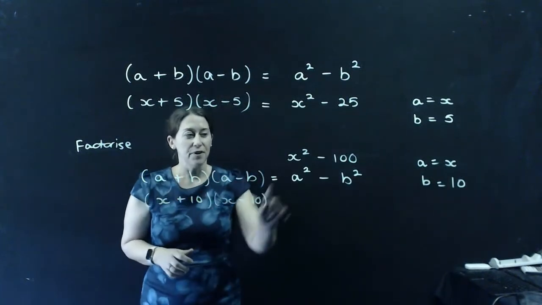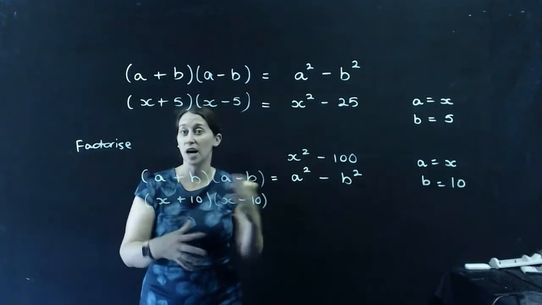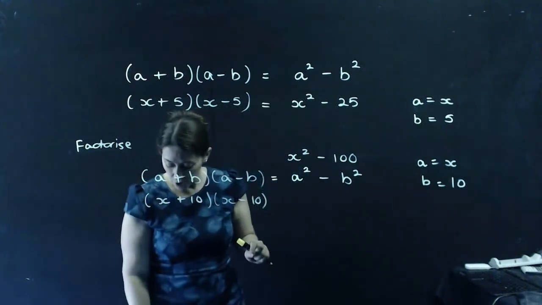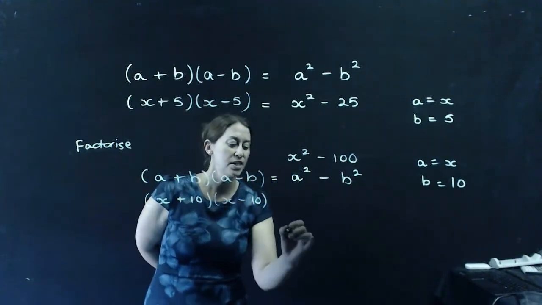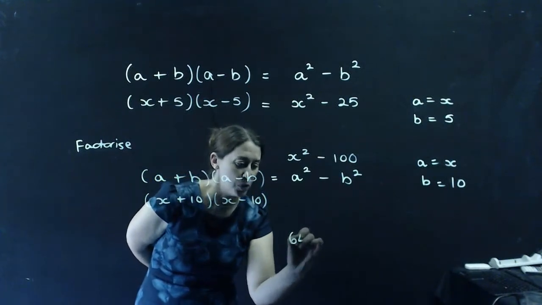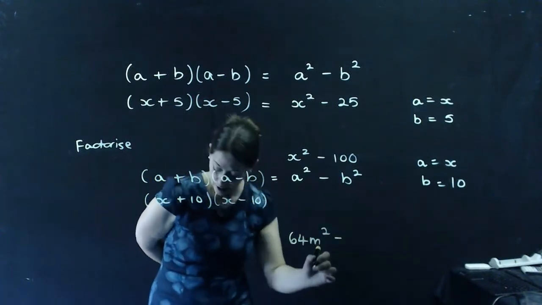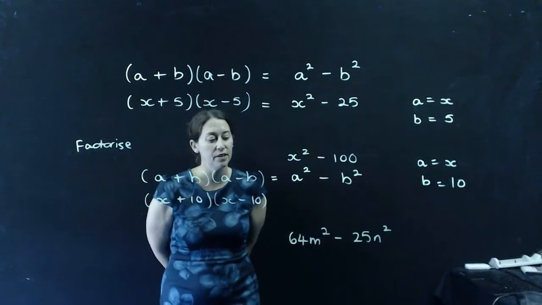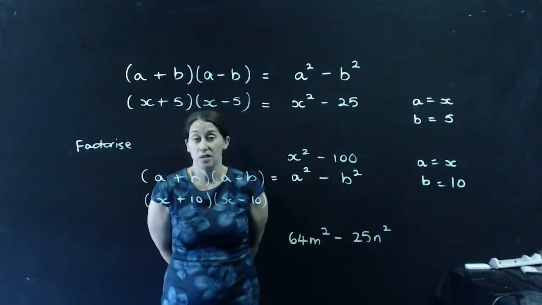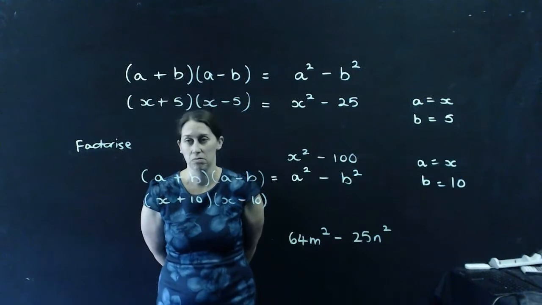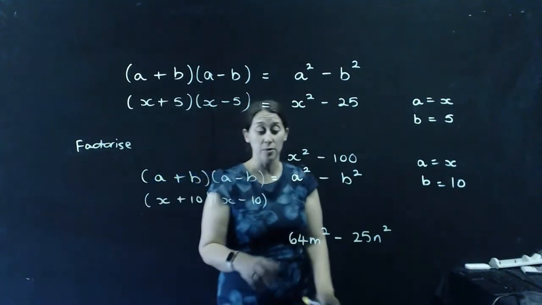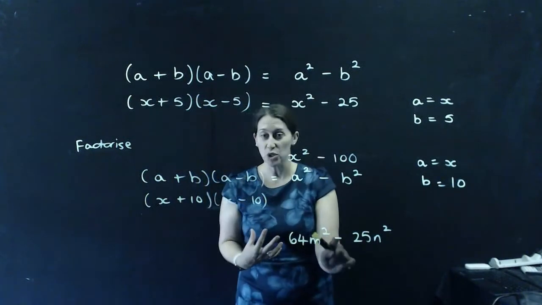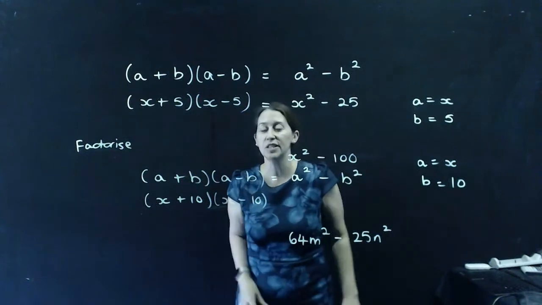Now, what about if you've got some coefficients in the expression, but it looks like it's going to be a difference of two squares expression? So what I mean by that is 64m squared minus 25n squared. Looking at that, the first thing you need to ask yourself is, do they have any common factors? No. Then you need to say, okay, 64 is a square number, m is squared. 25 is a square number, n is squared. There's the difference between them. That's what the takeaway sign means. I'm looking at the difference of two squares.